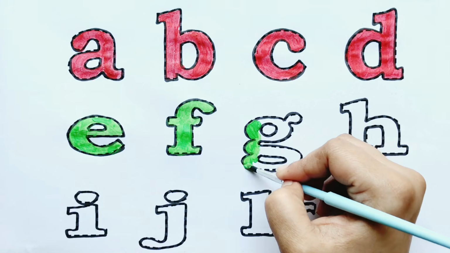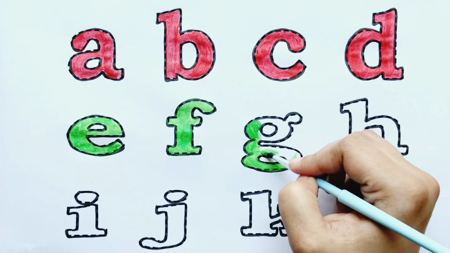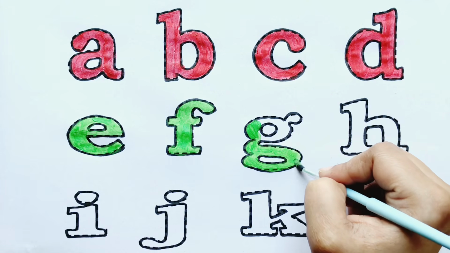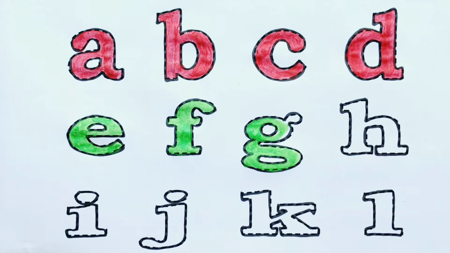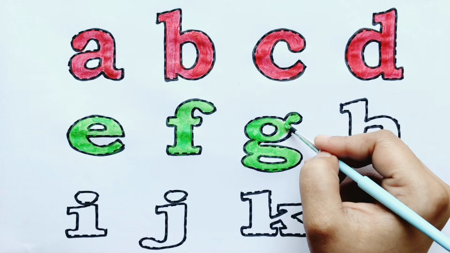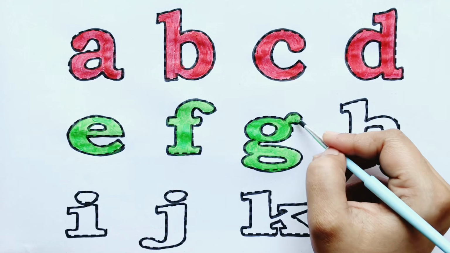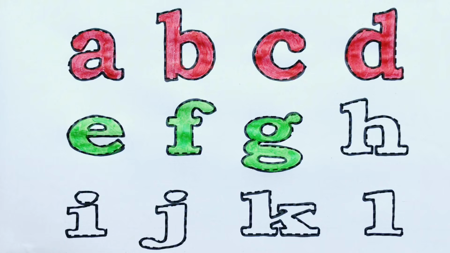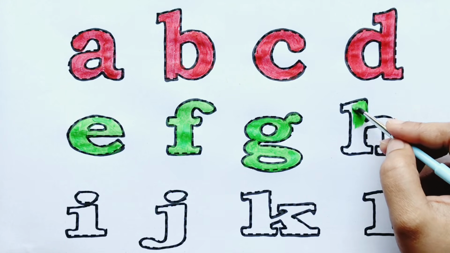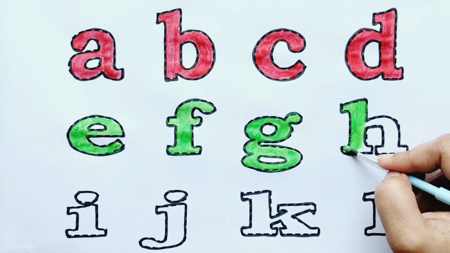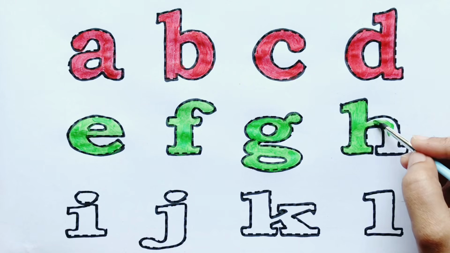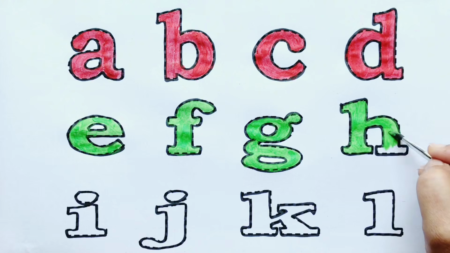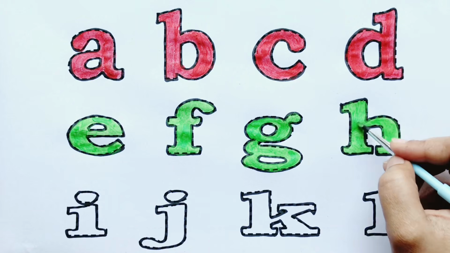G for ghost. Ambulance, airplane, arrow, alligator, ant, amazing. H for house. Angel, address, animal, answer, April, autumn, ambulance, airplane, arrow, alligator, ant, amazing art.